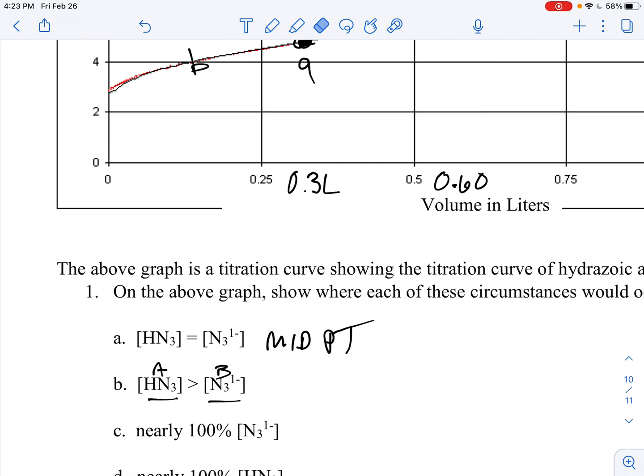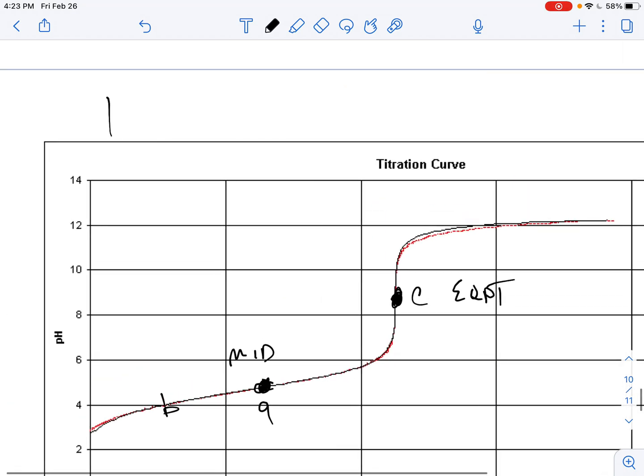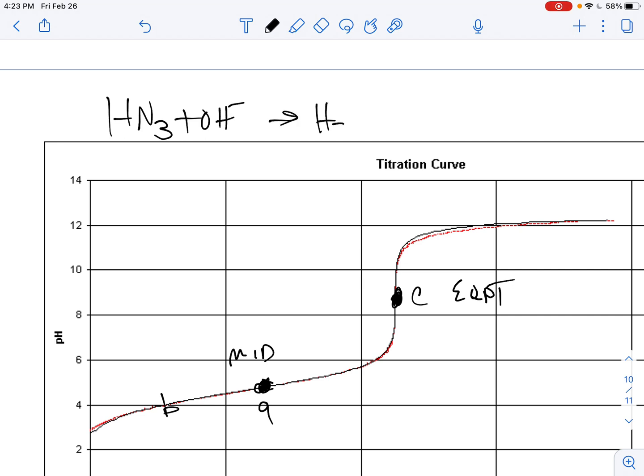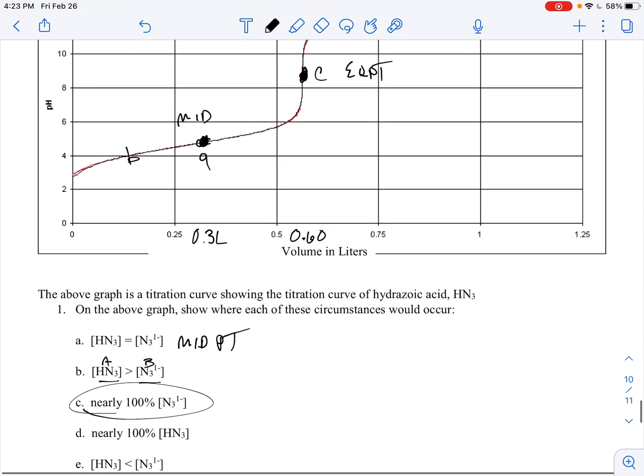Where would it be nearly 100% of the conjugate base? Well, nearly 100% of the conjugate base is going to occur here, part C. That's the equivalence point. Because remember, at the equivalence point, what you've got is HN3 plus OH negative comes over here to form H2O plus N3 negative. And at the equivalence point, it's gone entirely over, 100% of the way over here. And so the equivalence point is part C.